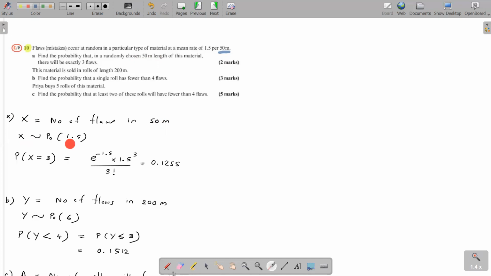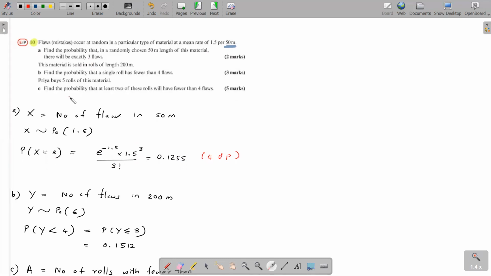So X follows a Poisson distribution with the lambda value, the rate, 1.5 flaws. I want to find the probability that it is exactly 3 flaws, X is equal to 3. You can find it by using the formula for Poisson distribution, e to the power minus lambda, lambda to the power x over x factorial. Lambda is 1.5, x is 3. Substitute the values. You can use the calculator and get the answer 0.1255 correct to 4 decimal places. So that's the answer for part A.